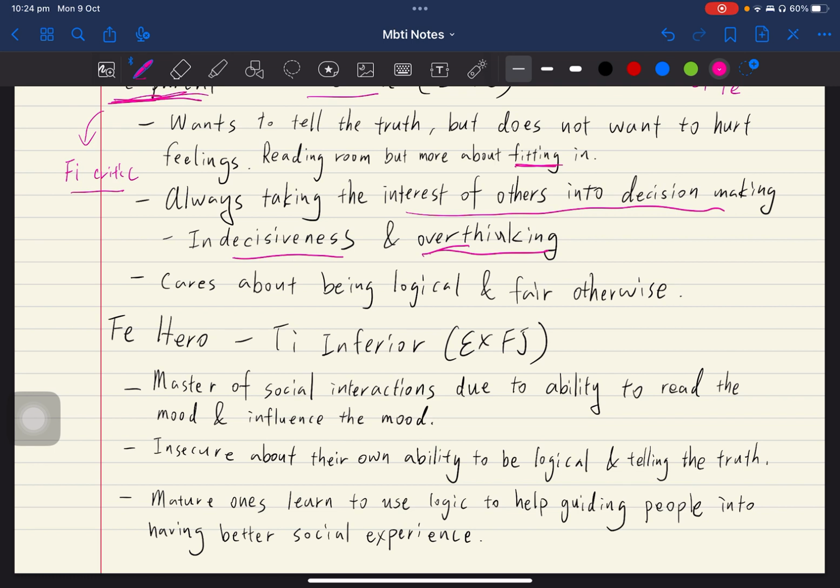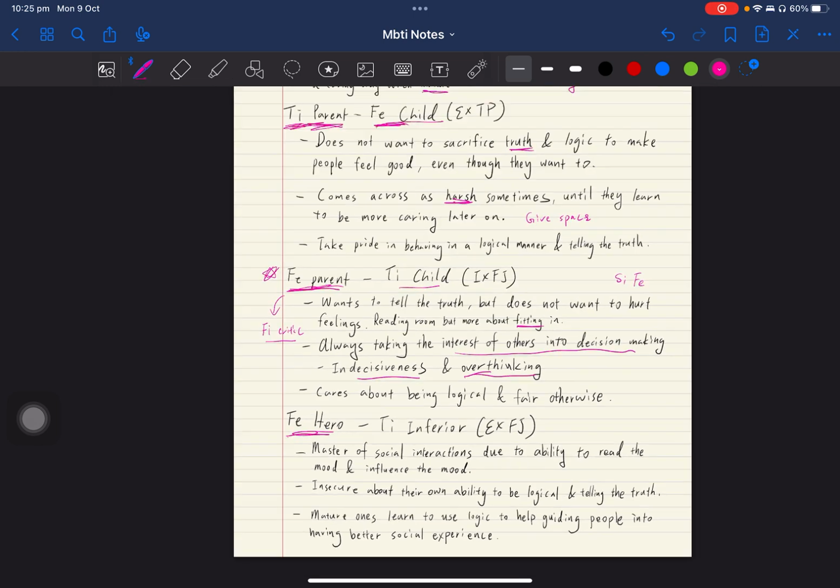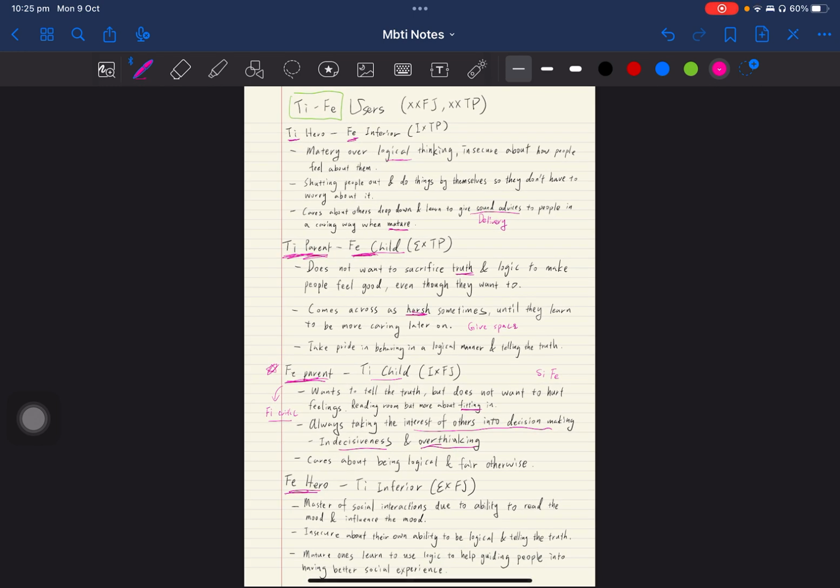And so yeah, that's EFJs. I feel like I haven't spent a lot of time on this, but because they're pretty straightforward, they're all about FE also, but because FE hero is an optimistic function, they actually have the ability to influence the mood, and that is what EFJs tend to do. So yeah, that's it for TIFE users for now, I guess.